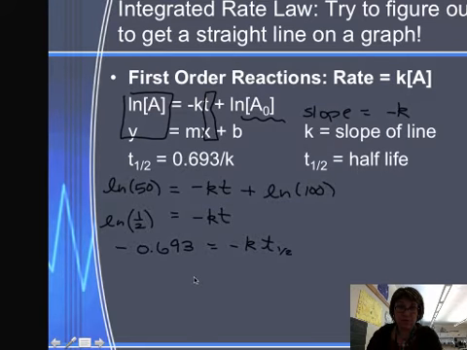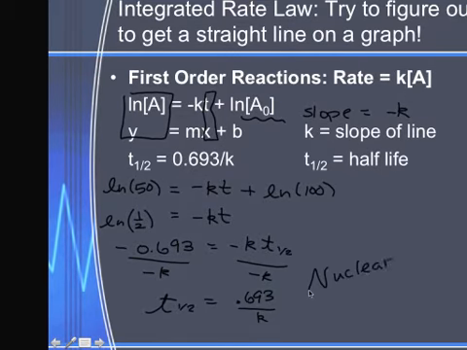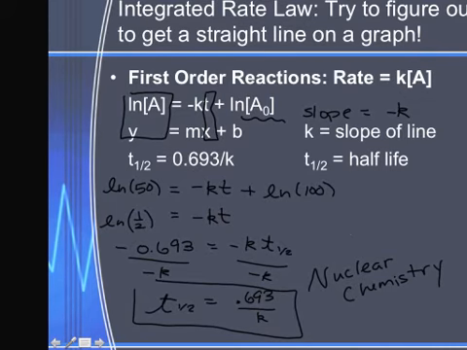So how do I solve for half-life? Divide both sides by minus k, and I get t 1/2 is equal to 0.693 over k. This should look really familiar to you from nuclear chemistry. Nuclear reactions follow first-order kinetics. And so that's why this equation is nothing new for us. So we know what happens with a first-order reaction.